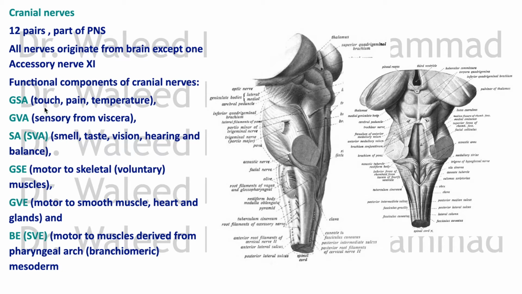But you can get the same sensations from the viscera. This is called general visceral afferents, but the stimuli will be different. For example, pain from viscera comes from distension or spasm or infarction. Infarction means cutting off the blood supply to a certain area of any viscus. Okay, this is called the general visceral afferent.